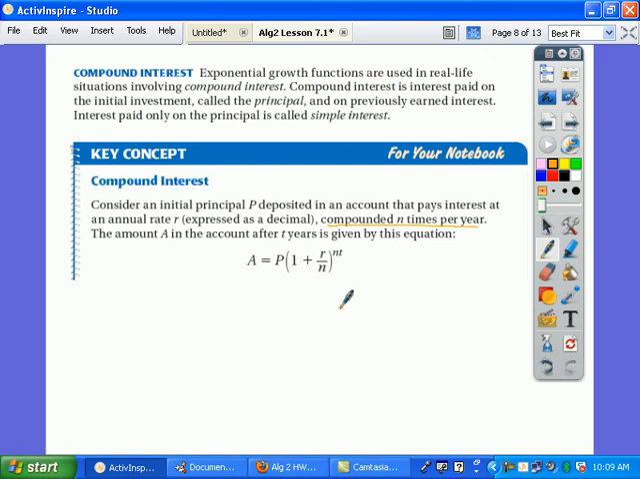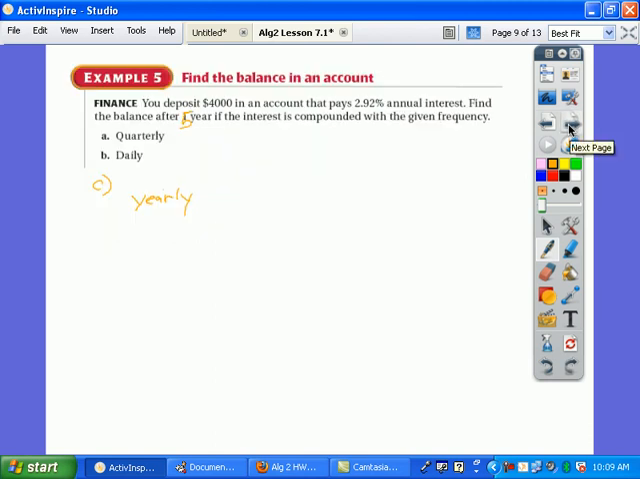And so here is a standard problem in finance. We have $4,000 in an account, and it pays 2.92%. I wish I could find a savings account that paid 2.92%. Mine, presently in the year 2013, pays 0.75%, and that's a very good rate. If you go to Chase right now, it'll pay you like 0.01% on their savings account, so pretty pathetic. Anyways, here we go. So I have 3 different compounding periods: quarterly, daily, or yearly.